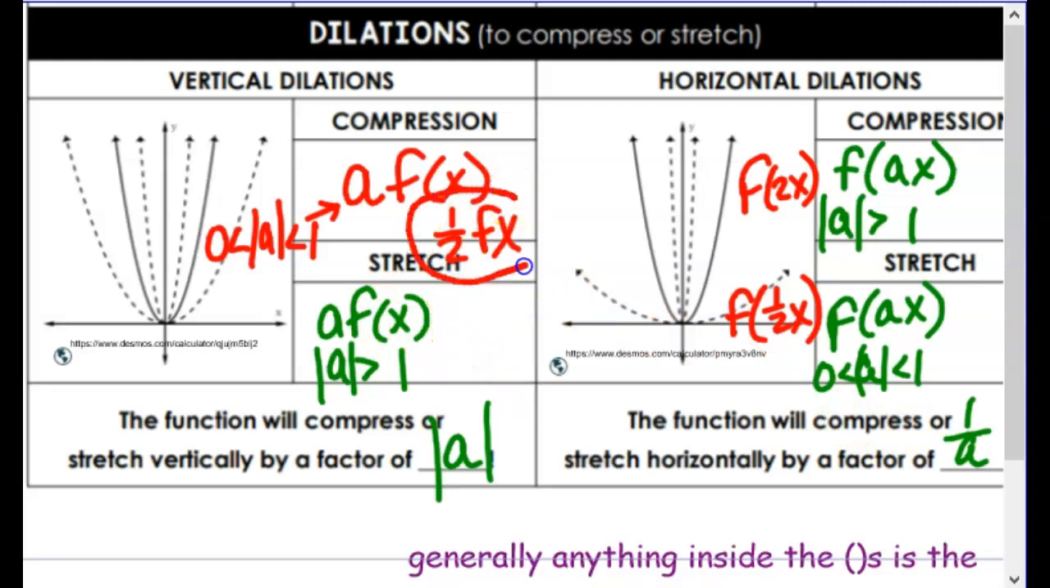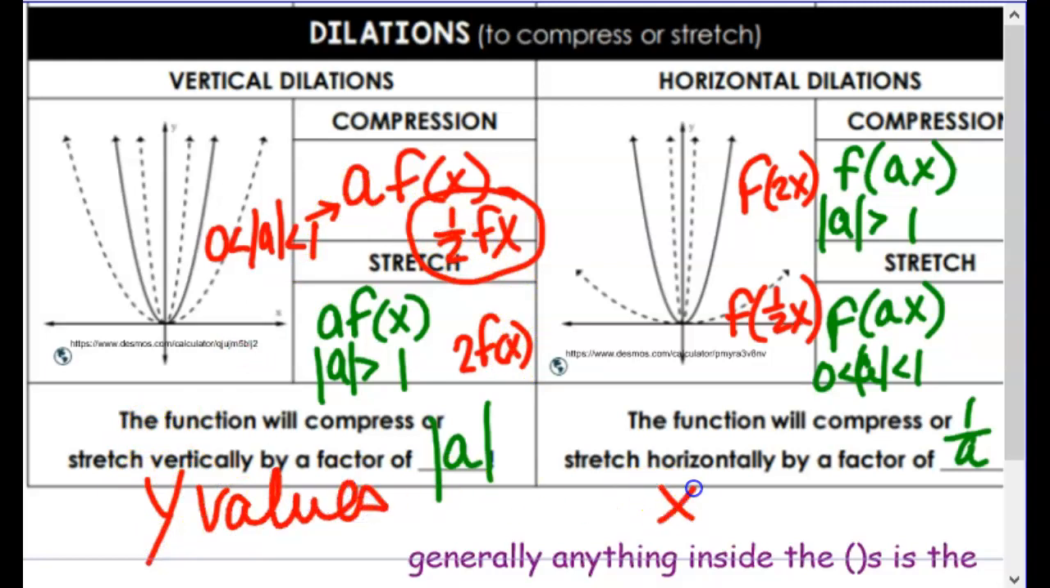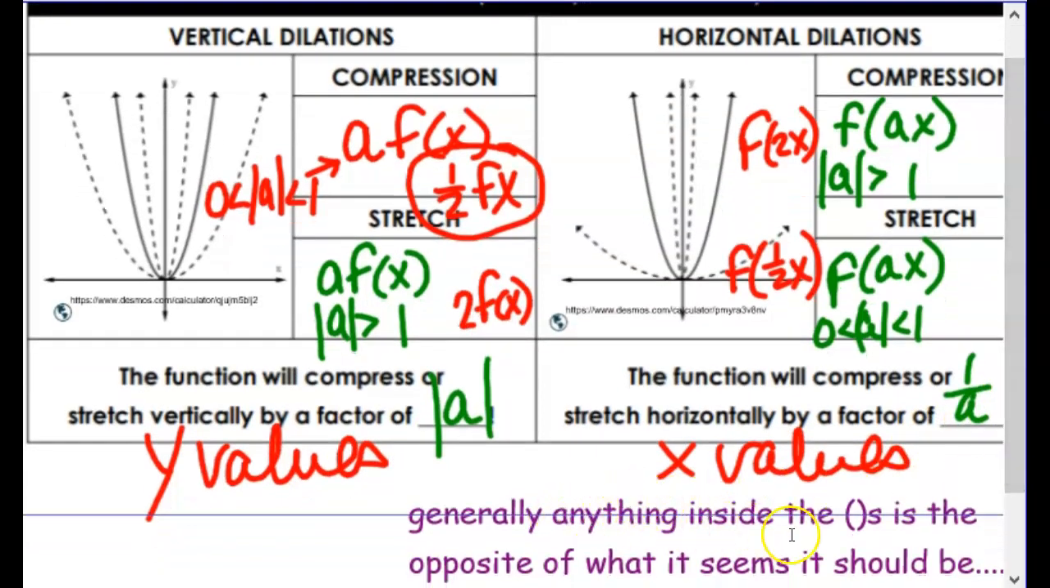So this one had a 1/2 x for the compression and a 2x for the stretch, 2f of x. This is changing y values, and this is changing x values. And again, remember, anything inside the parentheses is the opposite of what it seems. When it's inside, it does the opposite of what it seems like it should do.